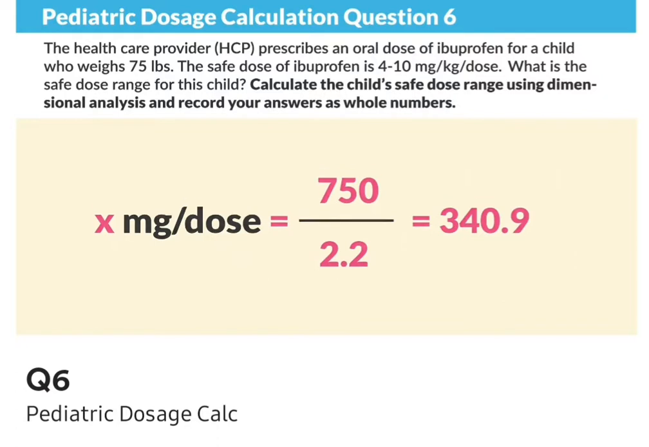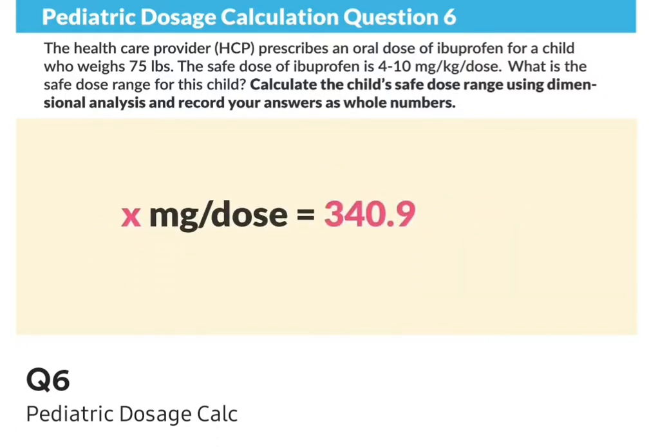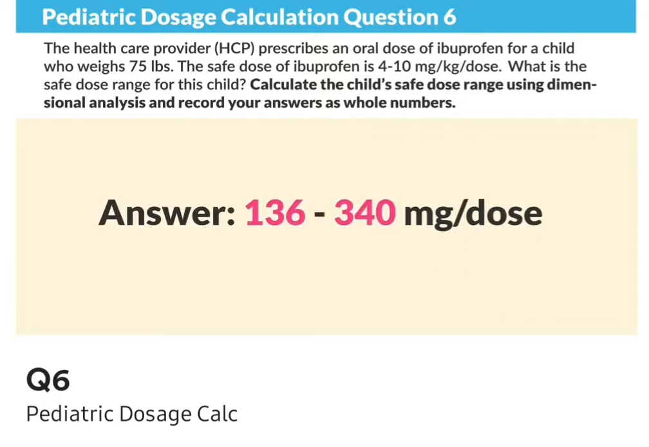Now here's where students mess up. As you can see, it's 340.9. Most students want to round up for 341, right? No, we do not round up the dose for pediatric questions. So our max dose range is 340. So the correct answer here is 136 milligrams to 340 milligrams per dose. This is the low end and the max, or basically highest end here.